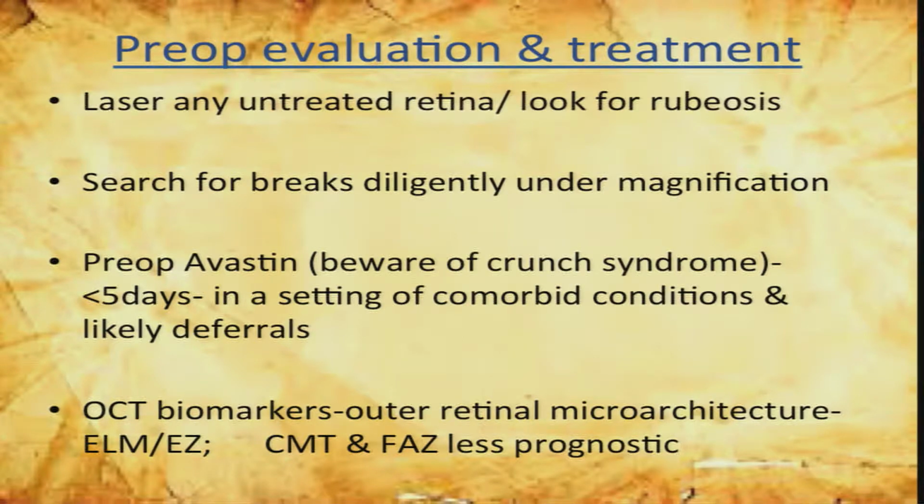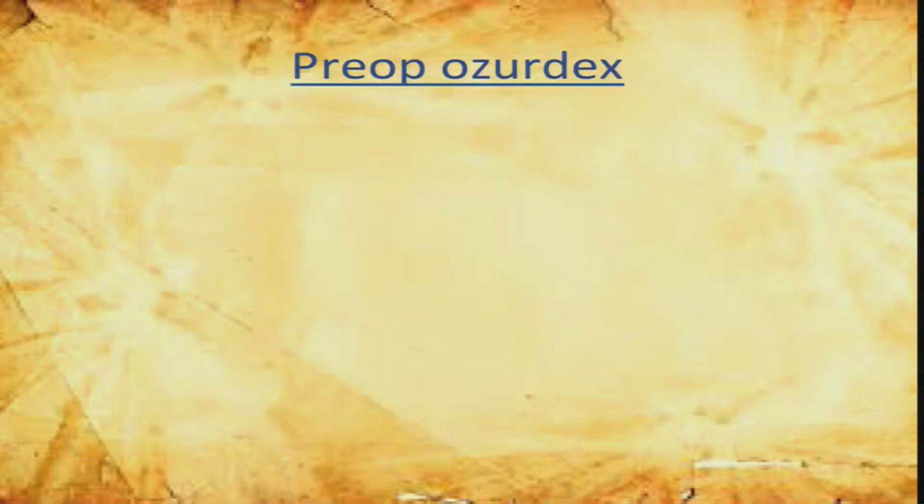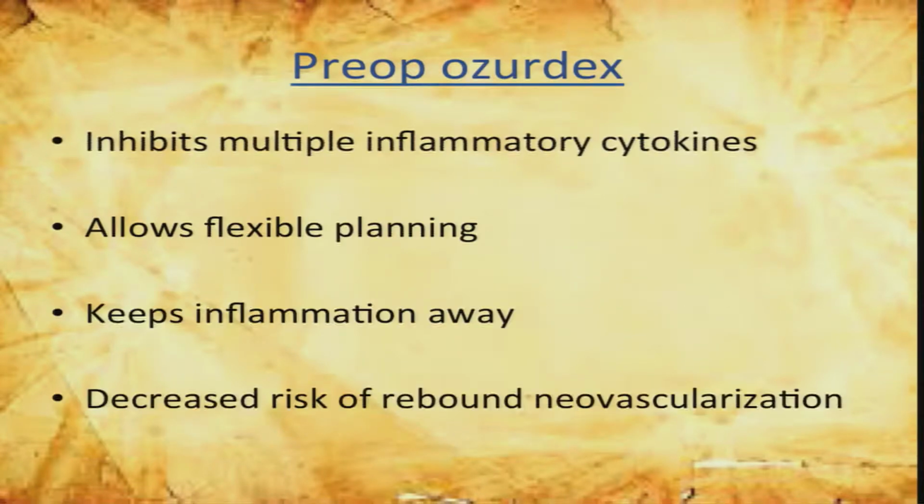About the OCT biomarkers, outer retinal microarchitecture is more prognostic of the likely visual outcome, and even if the media is clear in these patients, we may take additional help of B-scan and an OCT to identify the tissue planes where we can initiate the surgical processes. The role of preoperative Ozurdex: some have used preoperative Ozurdex as well, as opposed to bevacizumab, for the various advantages that the steroids give us.